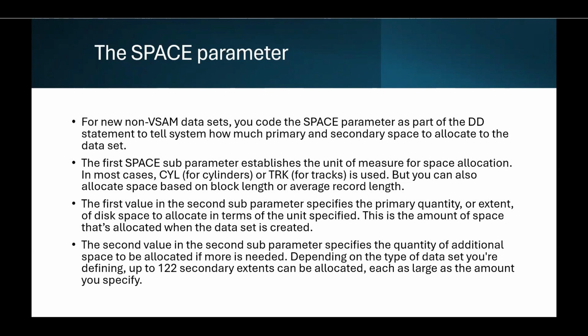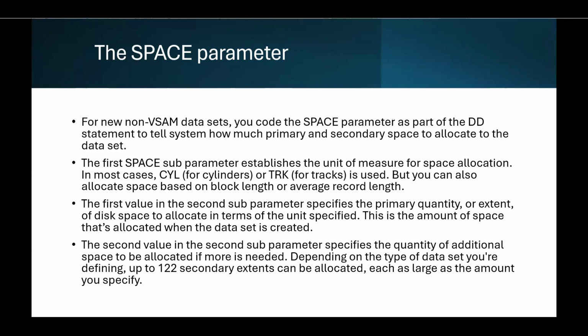The first space parameter establishes the unit of measure for space allocation. In most cases, we have CYL for cylinders. TRK for tracks is also used, but you can also allocate space based on block length or average record length. So these are the units, cylinders and tracks, for the primary and secondary values that you will be using for your dataset. Based on your requirement, you can use cylinders or tracks, and that unit will be used for the primary value and the secondary value.